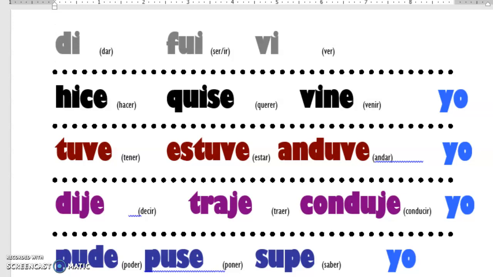The good news about the irregular preterites is that there is not an accent mark in sight. The other preterites that we have learned so far, the majority of them, really 95%, shall I say, have accent marks. These are radically irregular and they don't carry any accent marks. So I hope it helps.